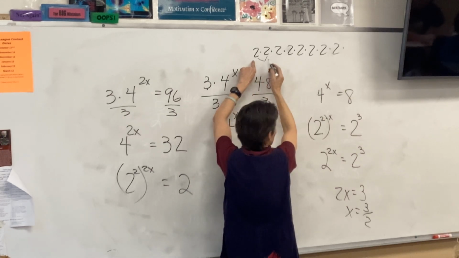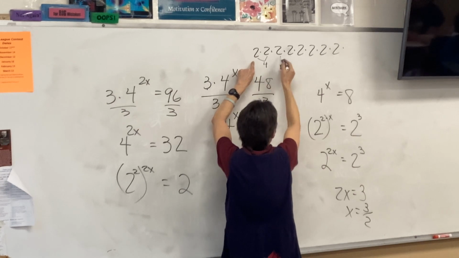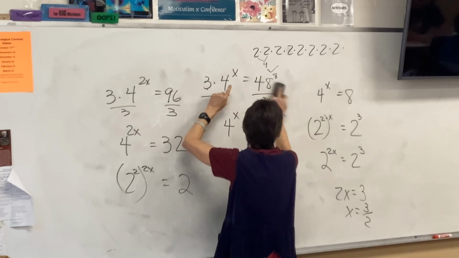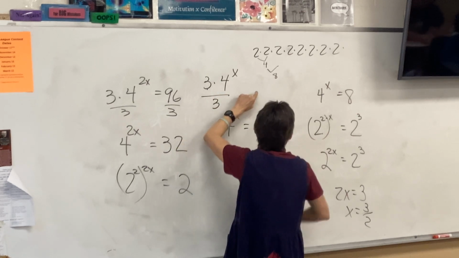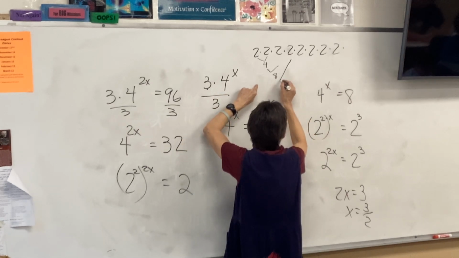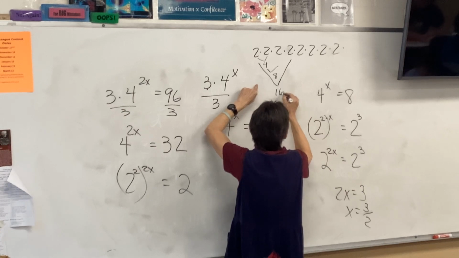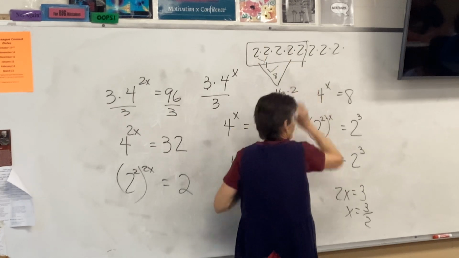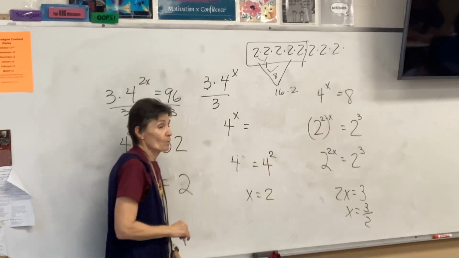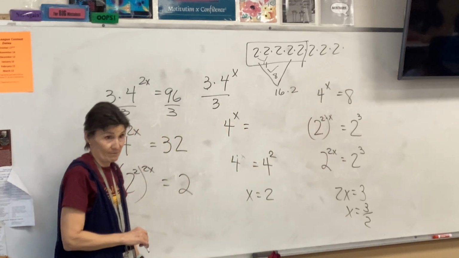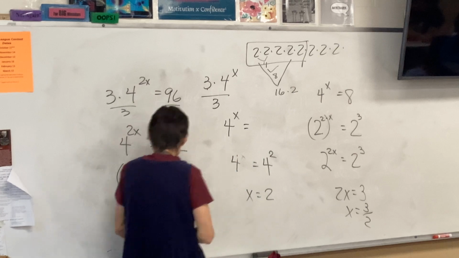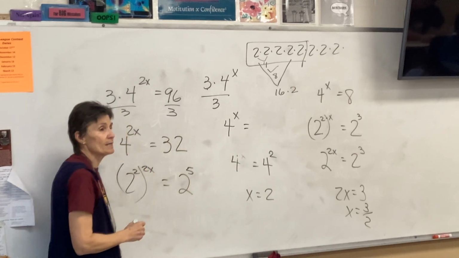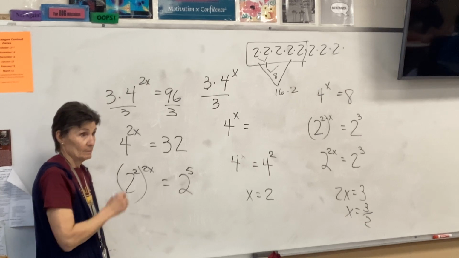2 times 2 is 4. Times another 2 would be 8. Times another 2 is gonna be 16. Times another 2 would give me 32. So how many does it take? 5. You said 6, bro. I was off on that one. 32 is 2 to the 5th.